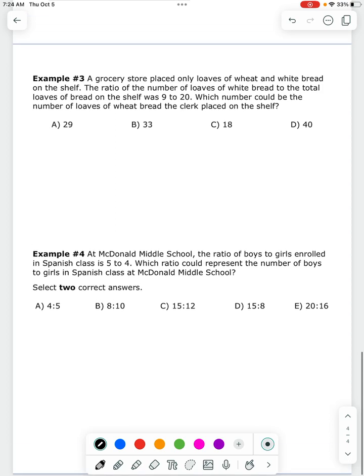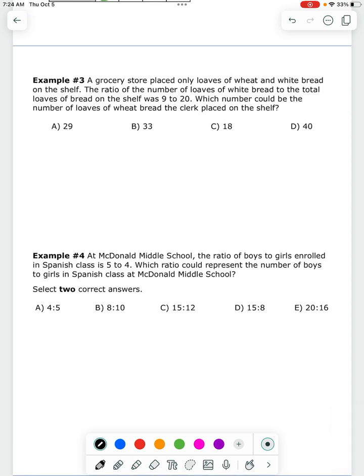All right, last 2 problems. So example 3, a grocery store placed only loaves of wheat and white bread on the shelf. The ratio of the number of loaves of white bread to the total loaves of bread on the shelf was 9:20. Which number could be the number of loaves of wheat bread the clerk placed on the shelf? Lots of words. So let's go back. It said ratio. So I know I'm going to be writing a ratio.